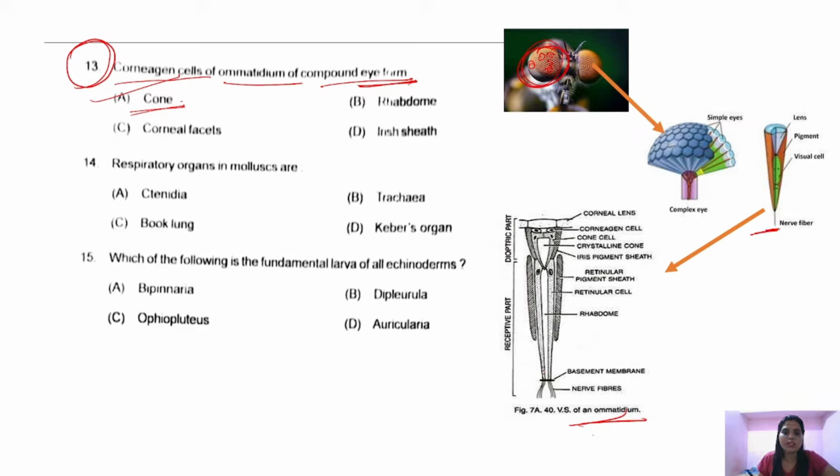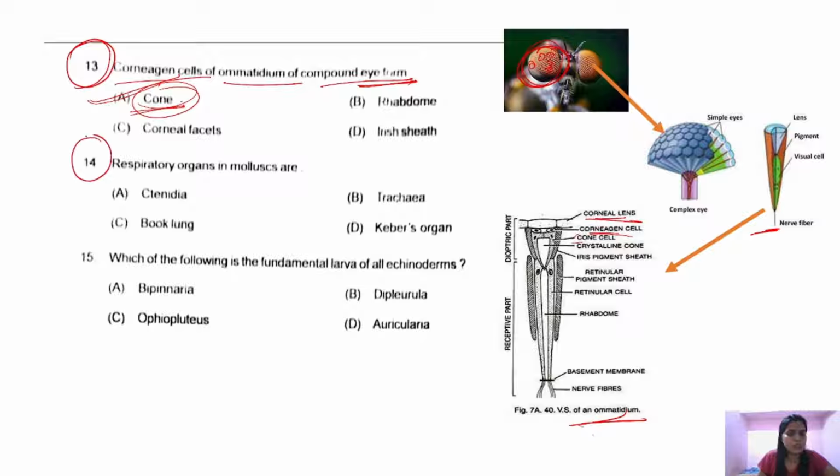And if we take a section of each ommatidium, we can see these corneal cells, and underlying these corneal cells are present Cornigian cells like this. And these Cornigian cells are responsible for the production of this cone cell. So option number A will be the right answer.